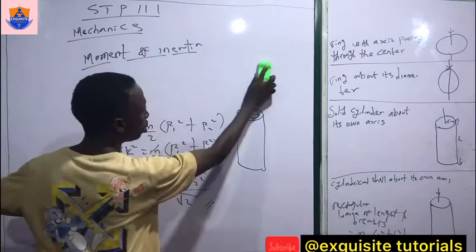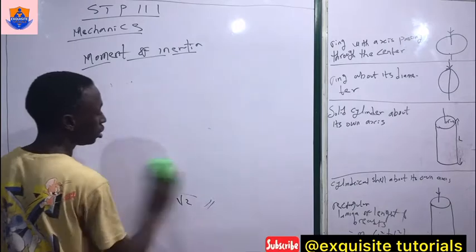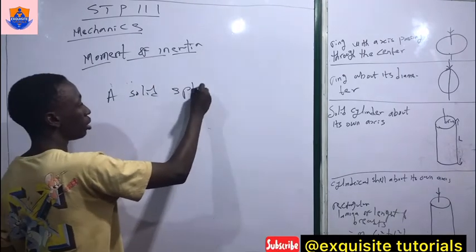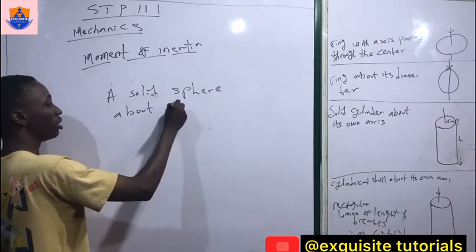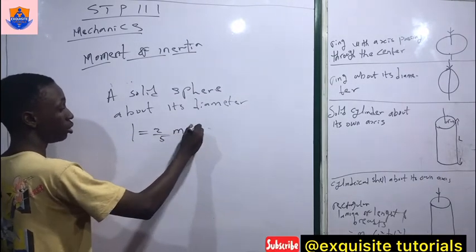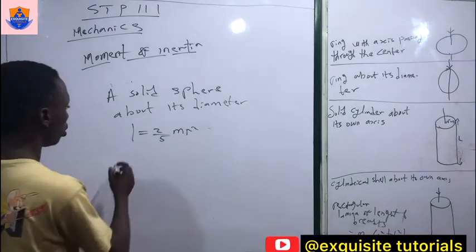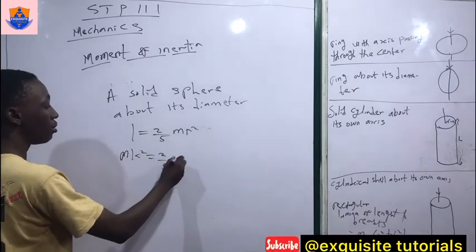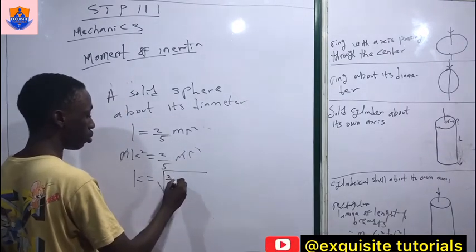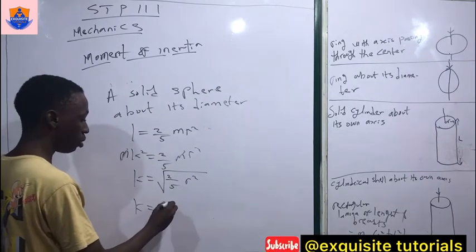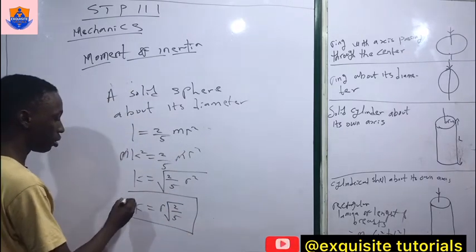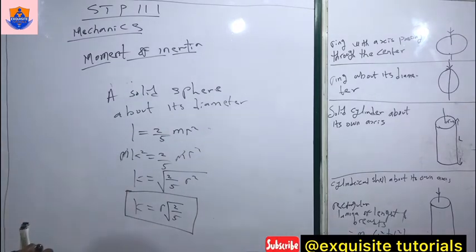Now let's talk about a solid sphere about its diameter. For a solid sphere about its diameter, the moment of inertia I is equal to 2 over 5 M R squared. So the radius of gyration M K squared is equal to 2 over 5 M R squared. So K is equal to the square root of 2 over 5 R squared, which is K equal to R root 2 over 5. So this is for a solid sphere about its diameter.